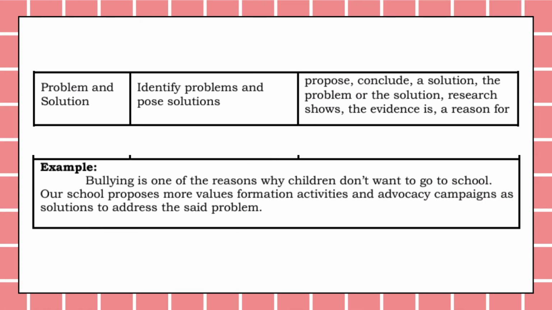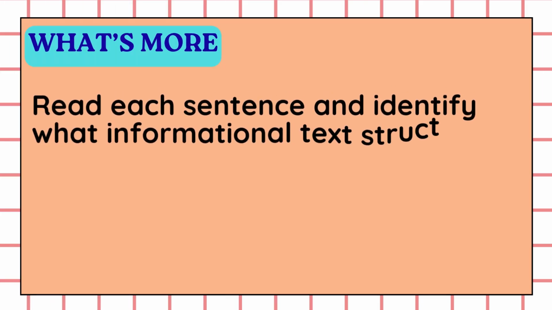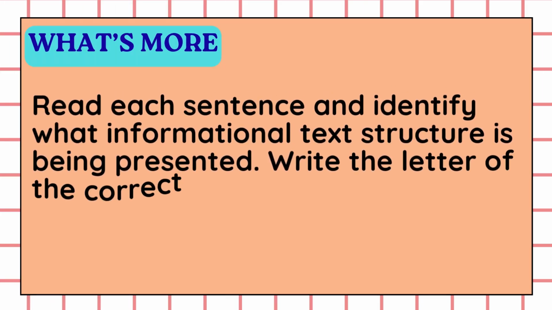Text type: Problem and solution. Definition: Identify problems and pose solutions. Keywords: propose, conclude, a solution, the problem or the solution, research shows, the evidence is, a reason for. Example: Bullying is one of the reasons why children don't want to go to school. Our school proposes more values formation activities and advocacy campaigns as solutions to address the said problem. What's more, read each sentence and identify what informational text structure is being presented.